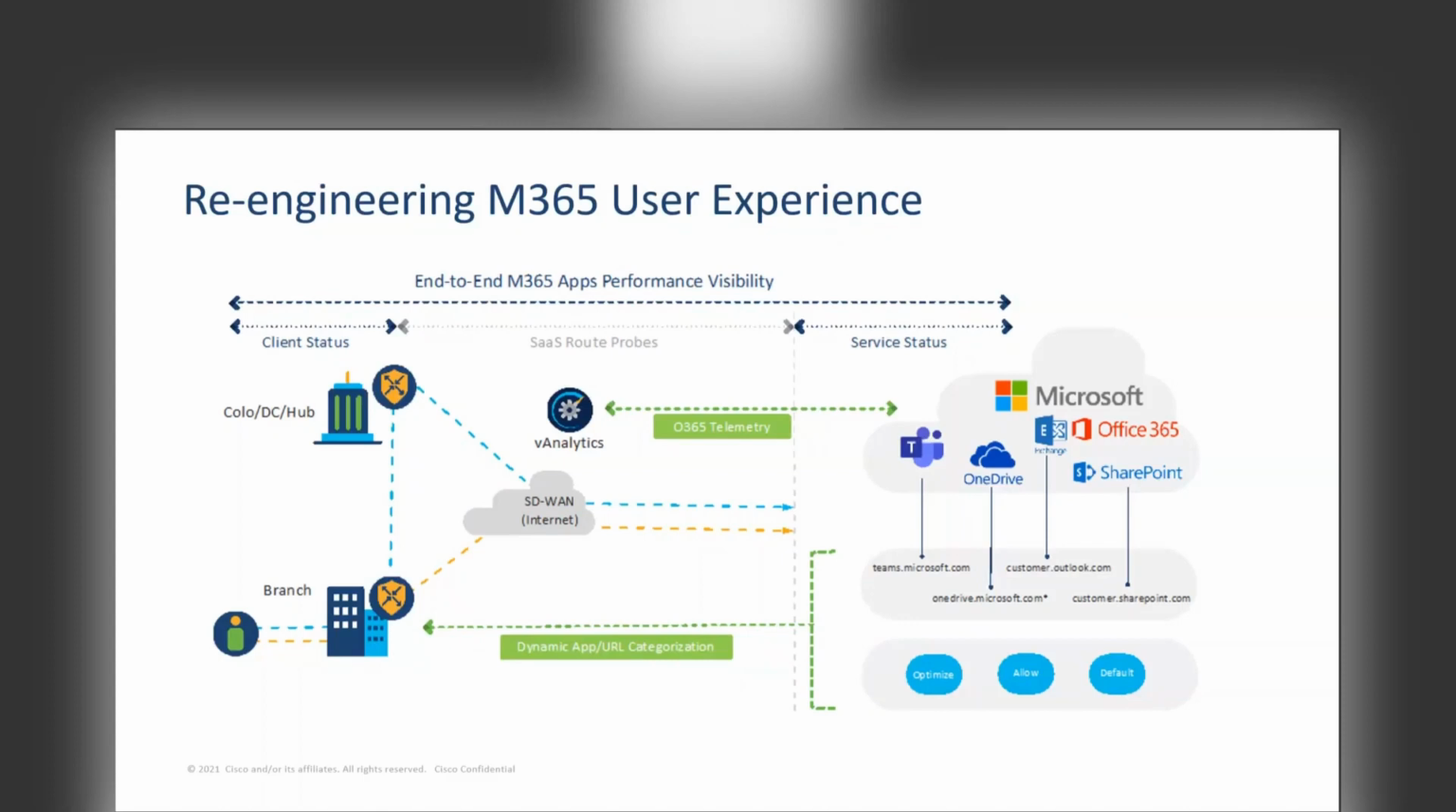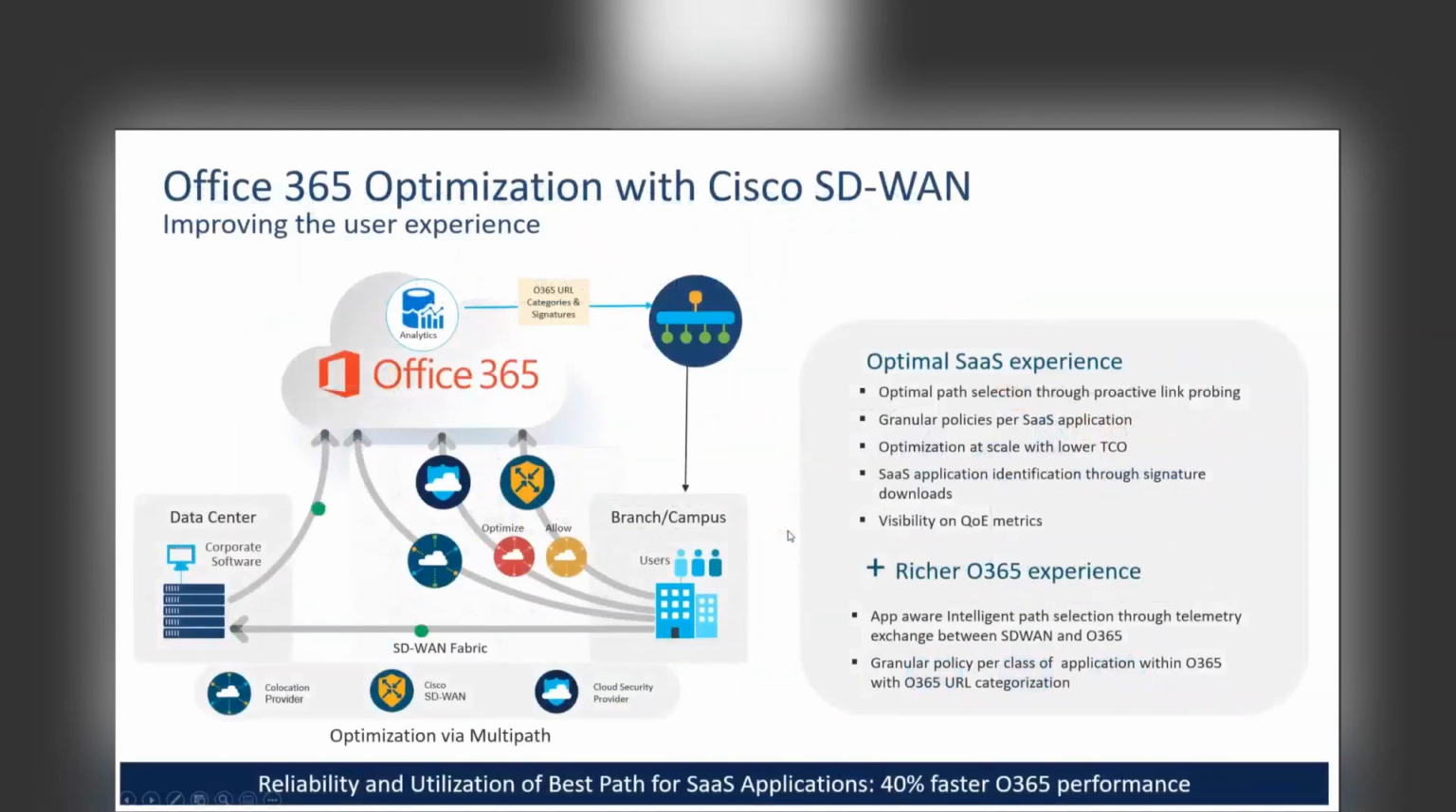vAnalytics receives telemetry data from Microsoft and also receives cloud on-ramp for SaaS path probing telemetry data from vManage. vAnalytics runs an algorithm using this data and provides a best path suggestion to the edge device to forward Microsoft 365 traffic through a preferred path. This telemetry is coupled with network telemetry provided by vManage. Armed with this level of visibility, Cisco SD-WAN can ensure the best possible experience for your users when accessing Microsoft 365 services.